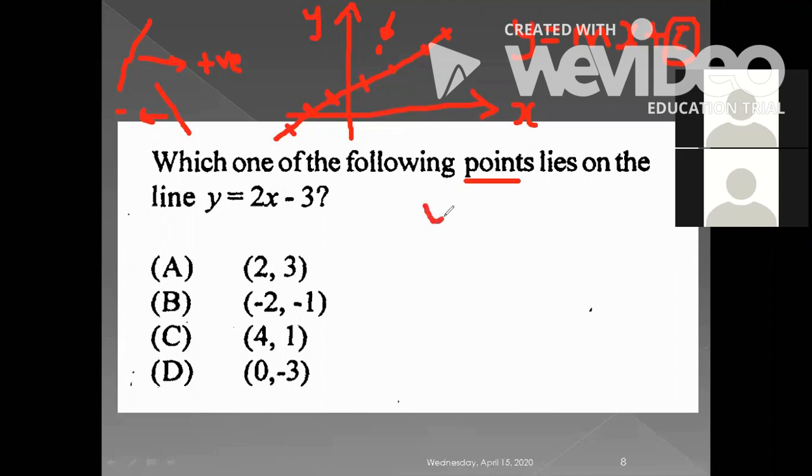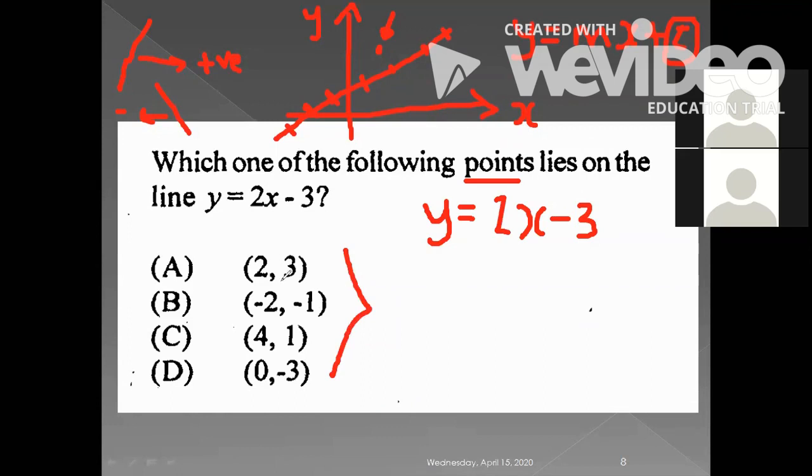You find the coordinate or no? No, we don't find the coordinate. Well, we're trying to find some coordinates that are actually on the line, because all of these are coordinates, you know. But we're not sure. We want to know which one is actually on it.